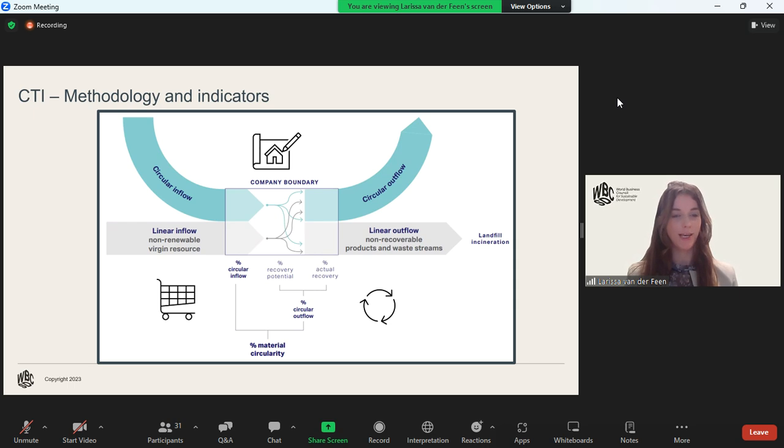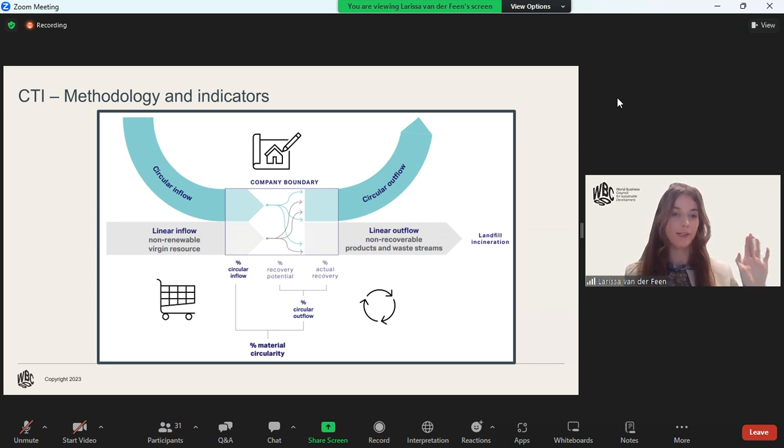Because this explains what is measured. First, you can see here inflows and outflows. This means all the materials and products that flow into the company, and all the products and materials that flow out of the company and then reach its end of life.